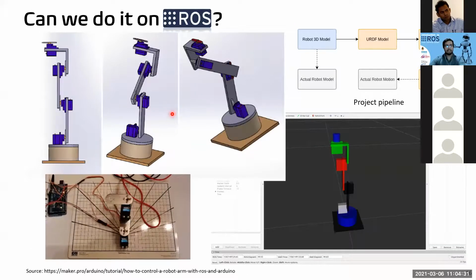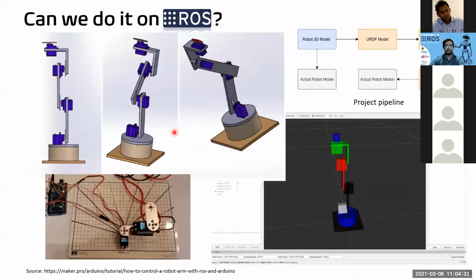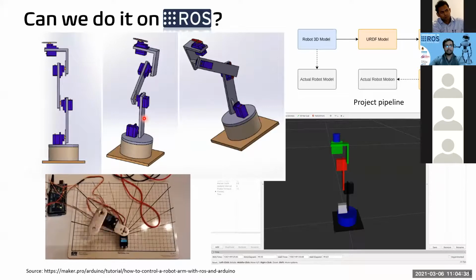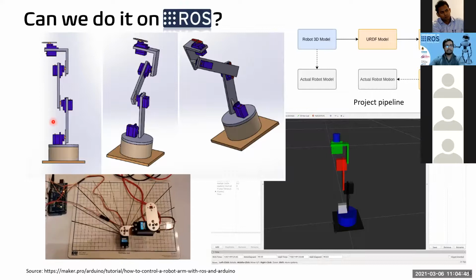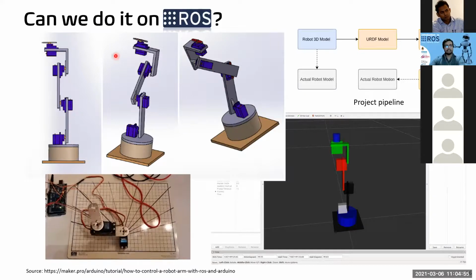Now, can we do a robot arm simulation in ROS? And what would that look like? Yes, we can do one, and this is what it would look like. This demonstration shows a SolidWorks design similar to what we saw earlier. Now we are seeing a SolidWorks design of a robotic arm, and it has 4 turning motors. So it has 4 degrees of freedom, as you can see clearly.